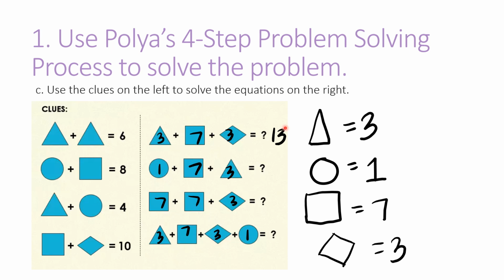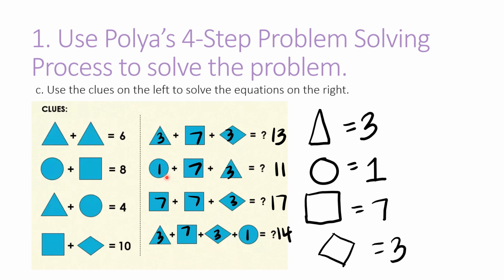All right, so we're going to just go straightforward. 3 plus 7 plus 3 is 13. The next line, 1 plus 7 plus 3 is 11. The next line, 7 plus 7 is 14, plus 3 is 17. And then the last line, 3 plus 7 is 10, plus 3 is 13, plus 1 is 14.